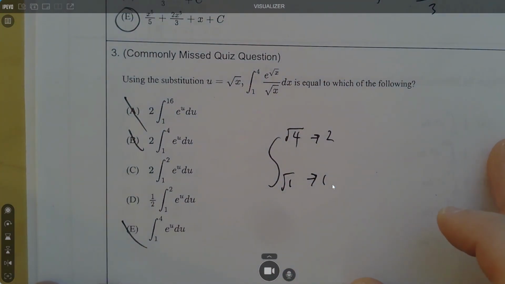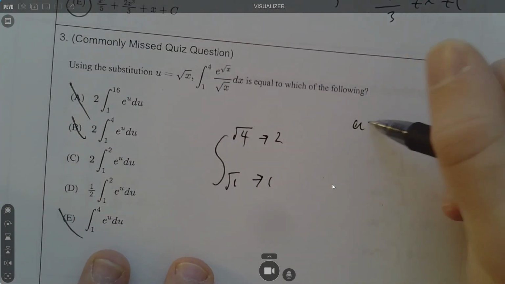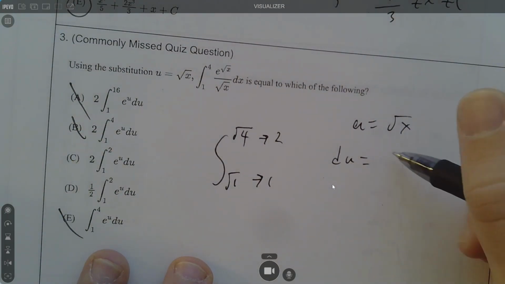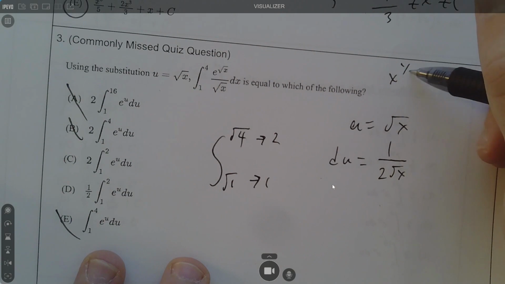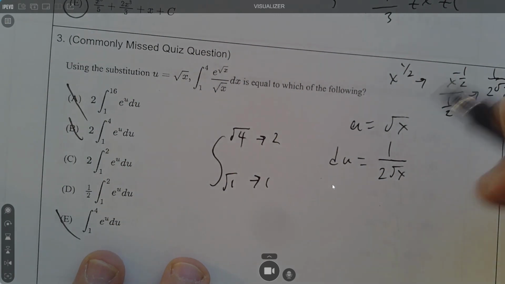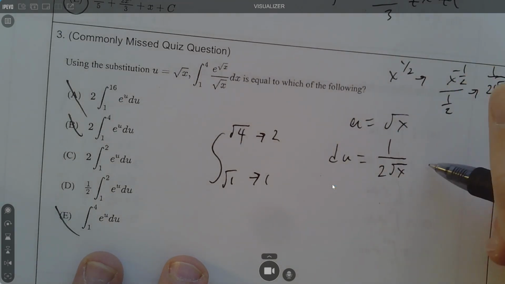Okay. Then the question is, is it 2 times it or is it 1/2? To figure that out, we know that u is root x. So we need to find du. du is the derivative of root x, which is 1 over 2 root x. You should know that. Otherwise, you could do x to the 1/2, and it becomes x to the negative 1/2 over 1/2, and you get 1 over 2 root x. But you should memorize that because that's such a common one. Memorize that the derivative of root x is 1 over 2 root x dx.